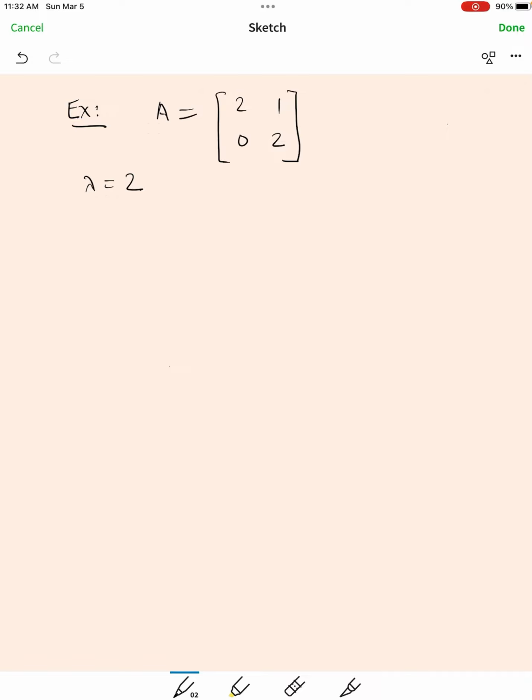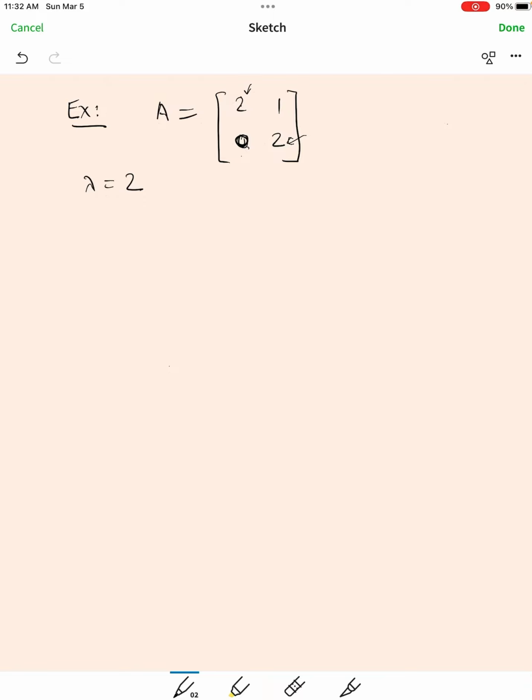So this is an upper triangular matrix. I have a 0 here. Right? The 0. And so if you compute the characteristic polynomial, you're just going to get a 2 minus lambda. This is going to be a 2 minus lambda, and that's going to be a 2 minus lambda. And then when you take the determinant, because you have a 0 here, your characteristic polynomial is just 2 minus lambda in parentheses squared. So the only root is going to be 2. Okay. So there's only one eigenvalue.